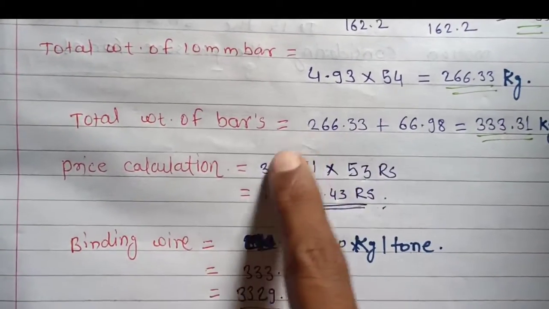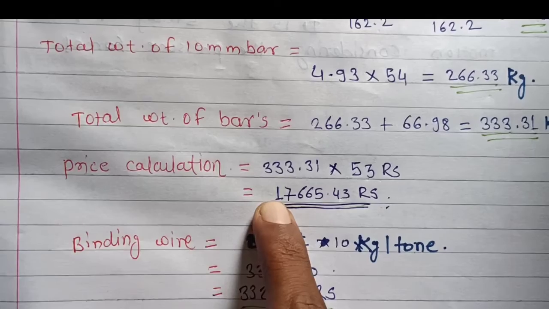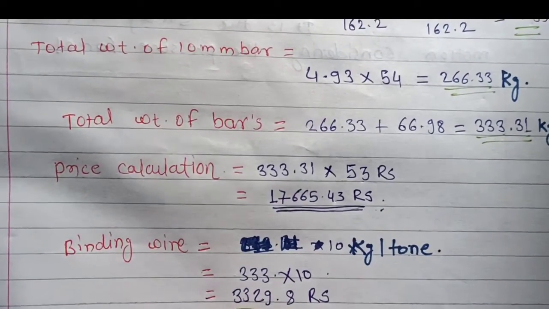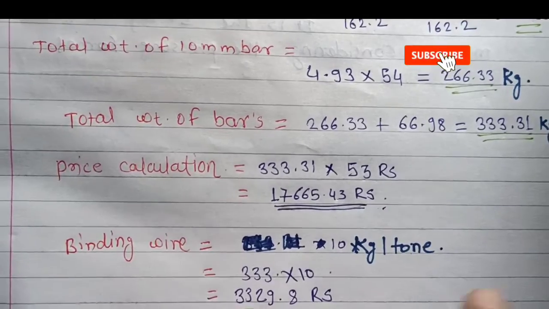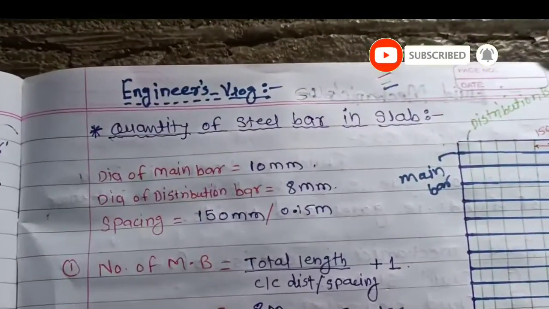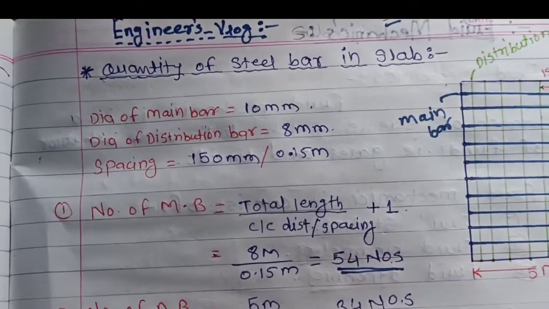Then the total is about, bar rate is 17,665 and binding wire is about 3,329. This is the calculation of steel bar used in slab.